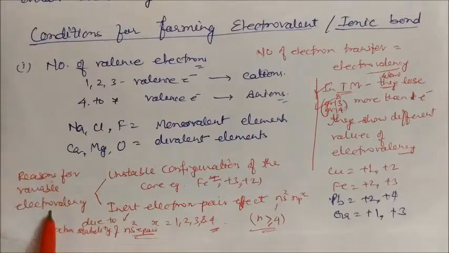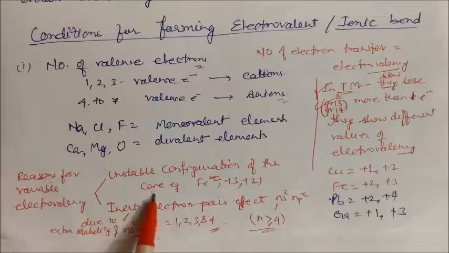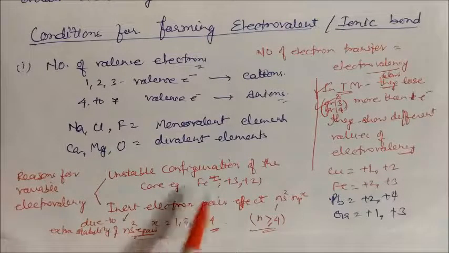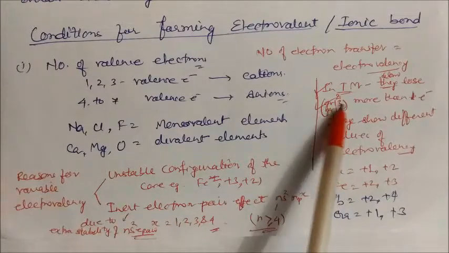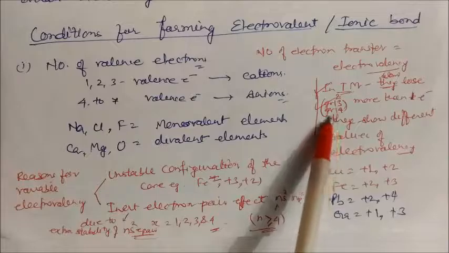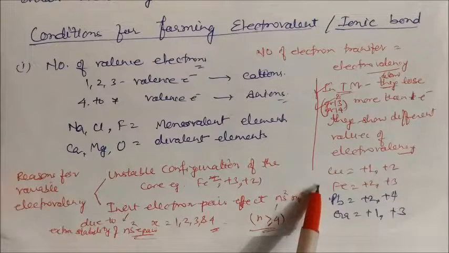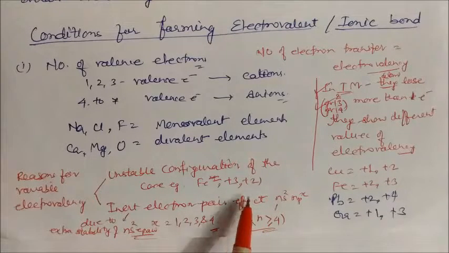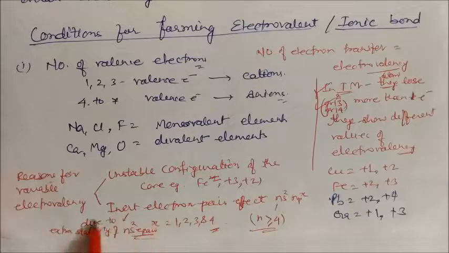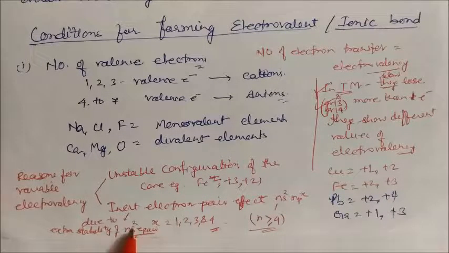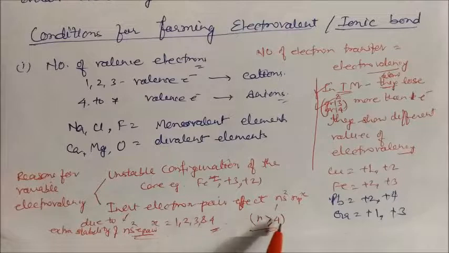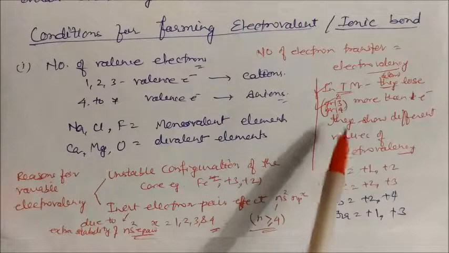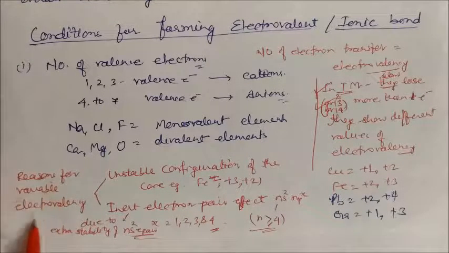What are the reasons for the variable valency, the variable electrovalency? One is the unstable configuration of the core atom. For example, iron has +3 and +2 because it is unstable. Second is the inert electron pair effect, meaning ns2 np^x. If you remove the x electrons, it becomes inert again. This happens in group 13 and group 14. Group 13 has an np1 electron and group 14 has np2 electrons. If you remove those electrons, the ns2 is still there, and it shows inertness. Due to this ns2, group 13 and group 14 elements show extra stability. This only happens when n is less than or equal to 4. That's why transition metals and group 13 and 14 elements have variable electrovalency.